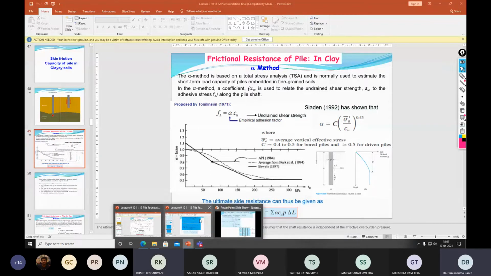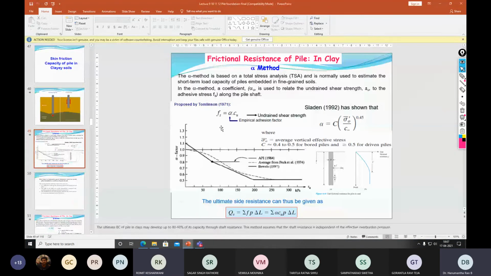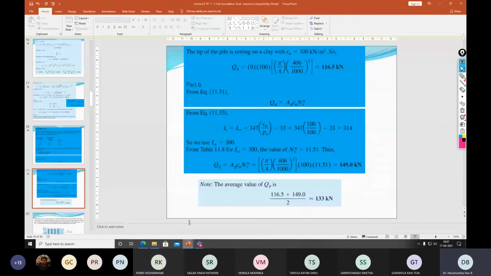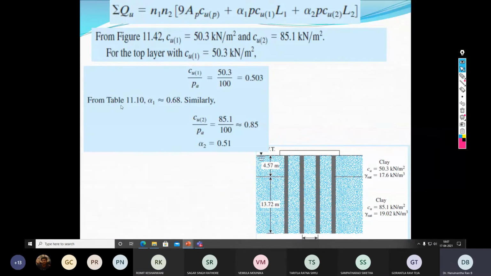Sir, what is the third method? Can you tell once again? The third method means this ratio of Cu by Pa. Ratio of Cu by Pa for alpha 1. Table 11.10 will be given in the exam. Okay. So calculate Cu1 by Pa, 0.503. For this value, from Table 11.10, alpha 1 is 0.68. Similarly, for layer 2, Cu2 by Pa is 0.85 and alpha 2 is 0.51.